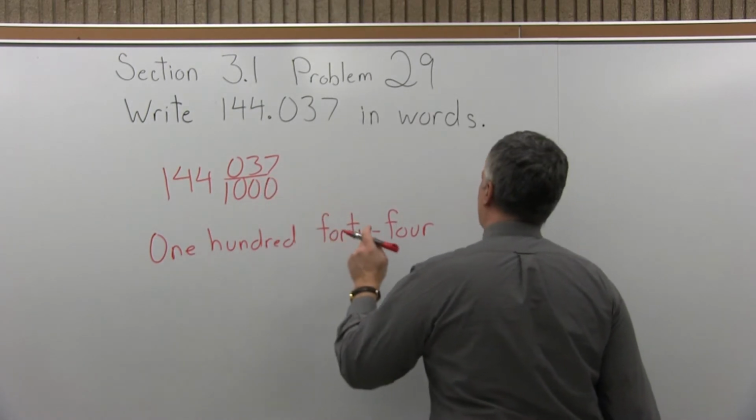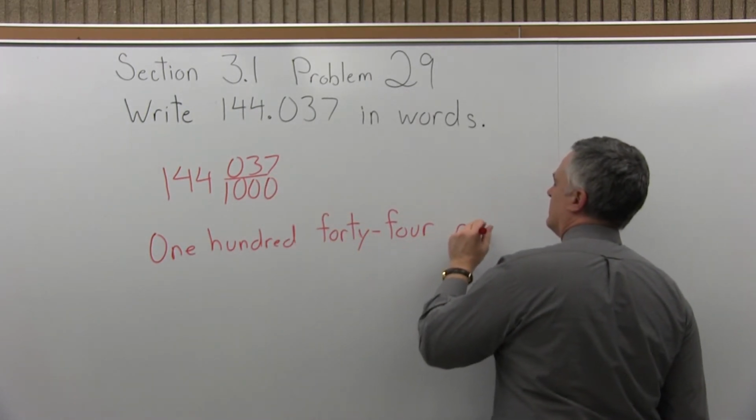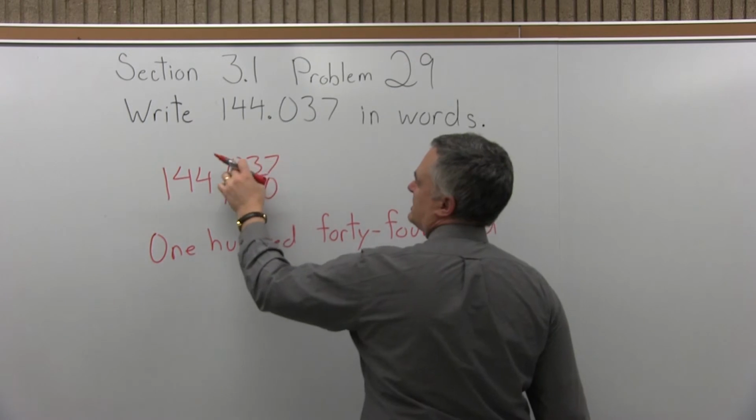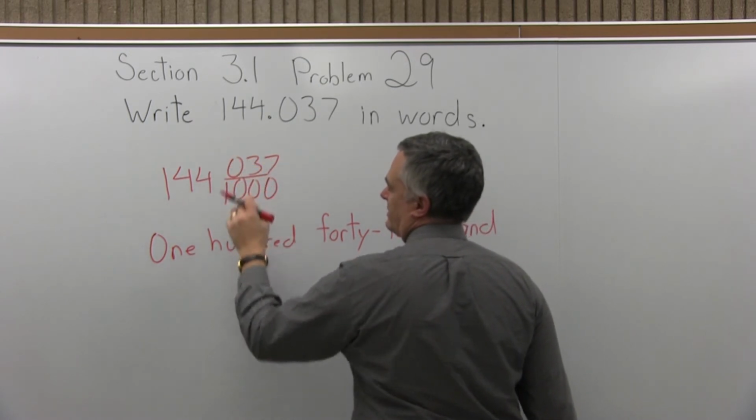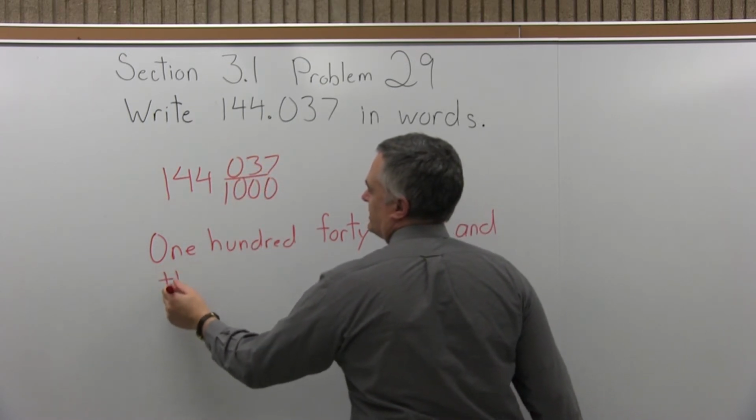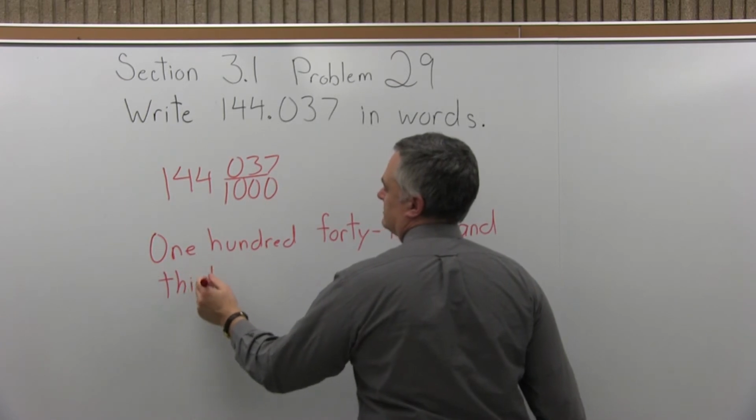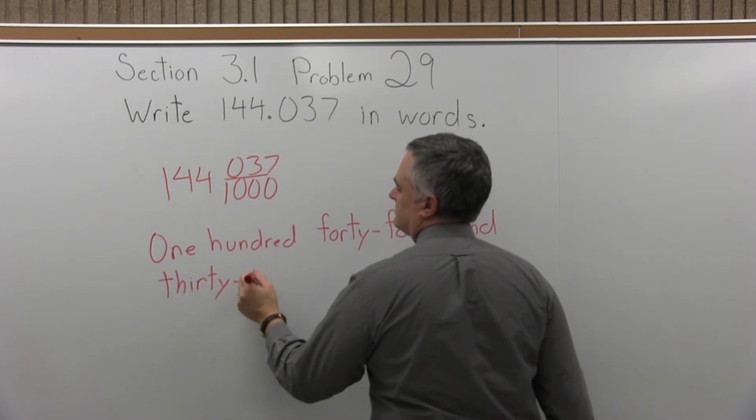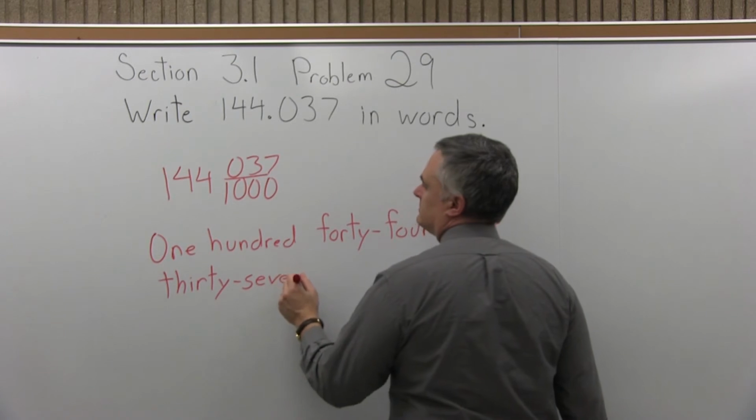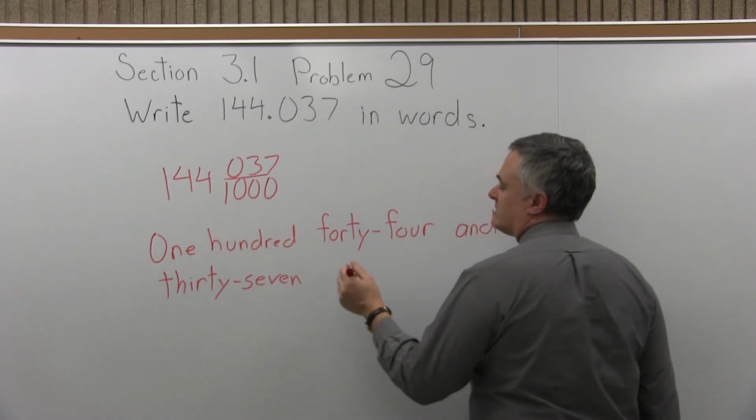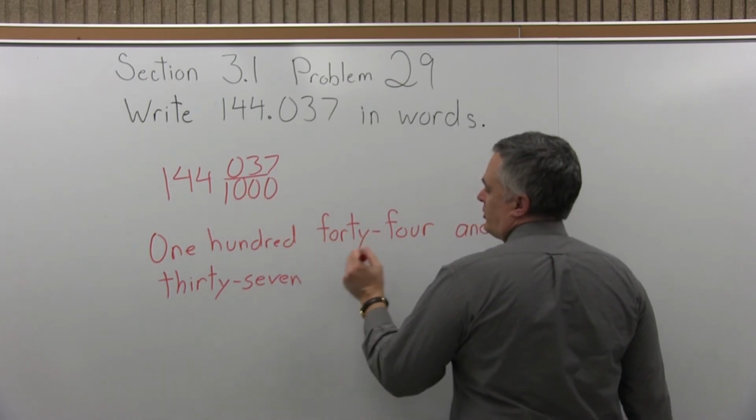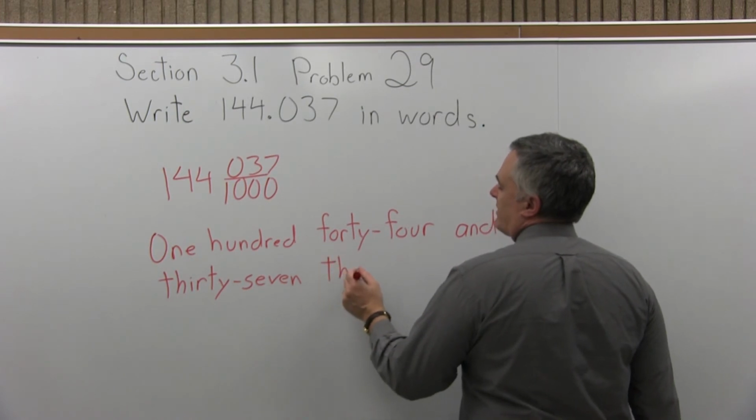And now for the decimal part, I'll say and. The numerator is 37. You don't really need the 0 in front. You don't need to consider that. So 37. And the denominator is 1,000. So it would be 37 thousandths.